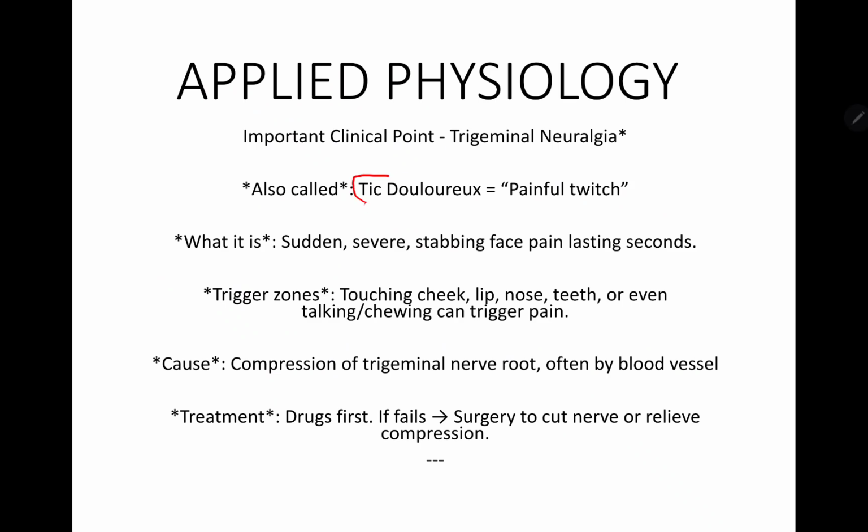Now the applied physiology here is important, things you have to remember about trigeminal neuralgia, also called tic douloureux. This we already spoke about in the previous class, which is painful twitch. What it is: sudden, severe, stabbing face pain lasting for a few seconds. Okay. So the trigger zones here are touching the cheek, lip, nose, teeth, or even talking or chewing can also trigger the pain. So it is that sensitive here.